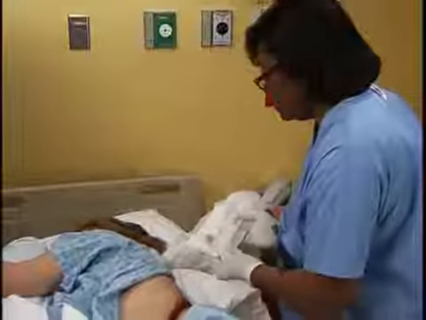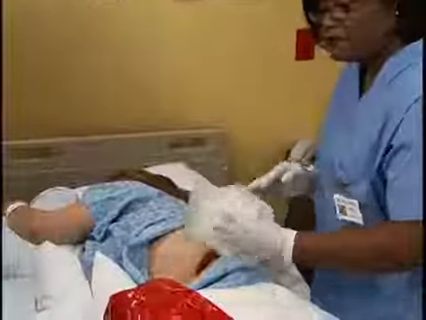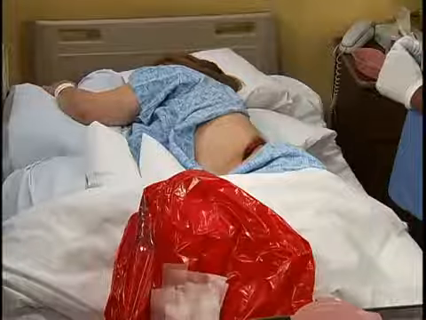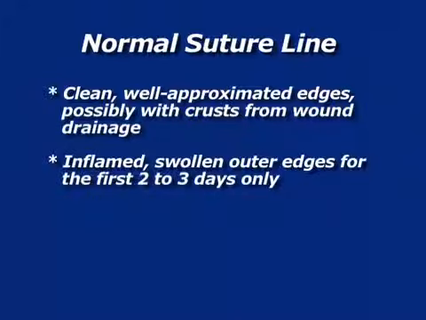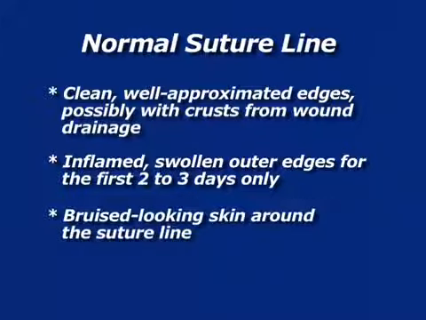First, inspect the dressing, noting whether it's dry and clean or shows signs of bleeding or drainage. If a suture line exists, inspect that next. Normally, it may have clean, well-approximated edges, possibly with crusts from wound drainage, inflamed, swollen outer edges for the first 2 to 3 days only, and bruised-looking skin around the suture line.